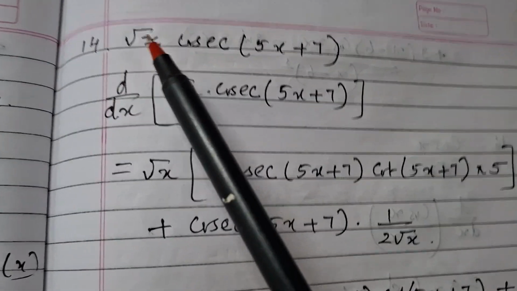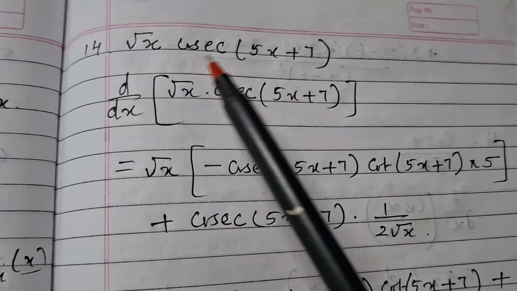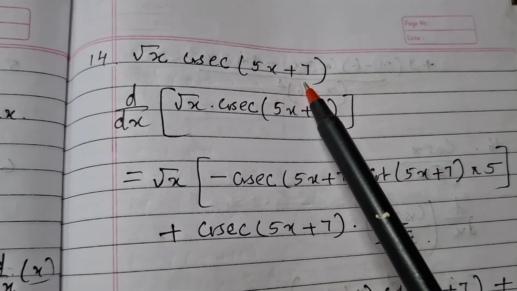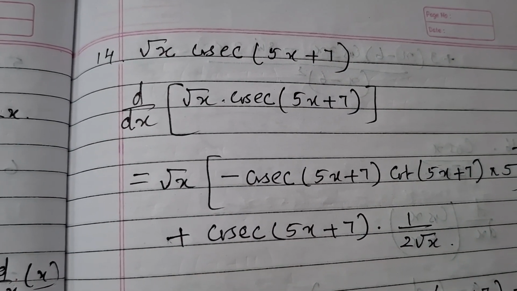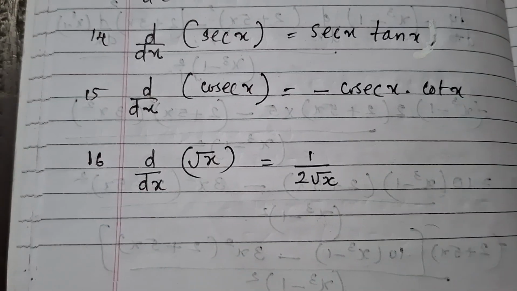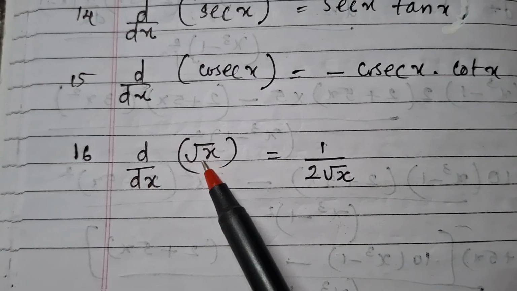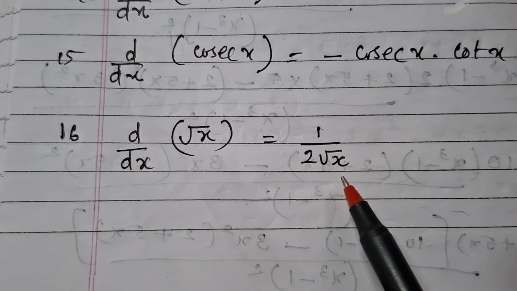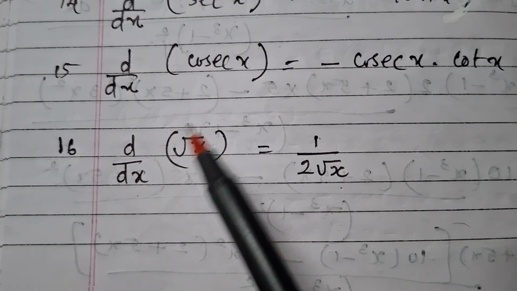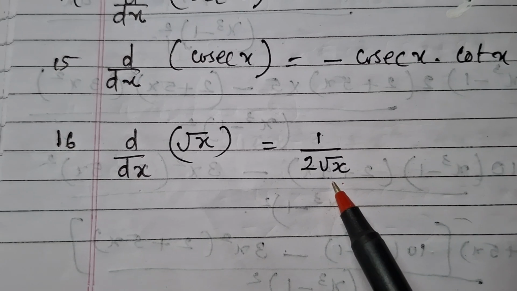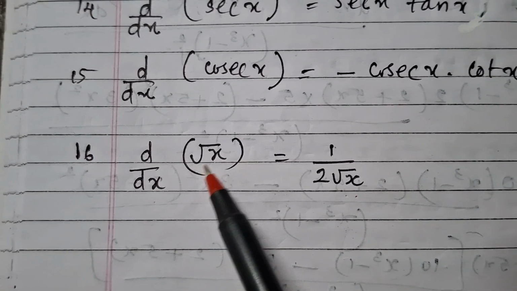There are two functions, root x and cosec 5x plus 7. We didn't discuss the derivative of root x. So along with that formula, please add d by dx of root x. The formula is 1 by 2 root x. Already we wrote up to this. Please write d by dx of root x is 1 by 2 root x. This is the formula for finding the derivative of root x.